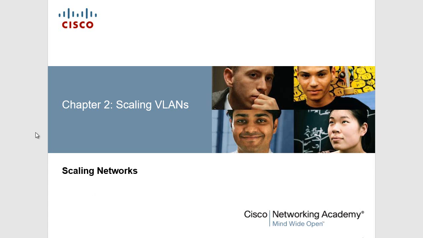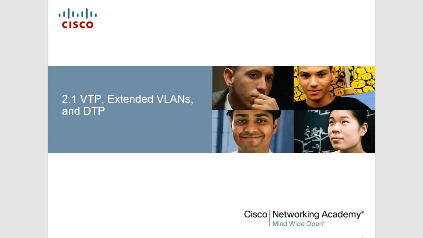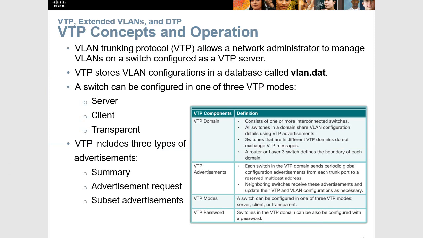So that's how things should shake down for Chapter 2 here. We've got VTP, VLAN Trunking Protocol, Extended VLANs, Dynamic Trunking Protocol, DTP, which is something we've seen in CCNA 2, troubleshooting multiple VLANs, and Layer 3 switching. So that is what we will be hitting in this chapter. And we're going to start off with VTP.